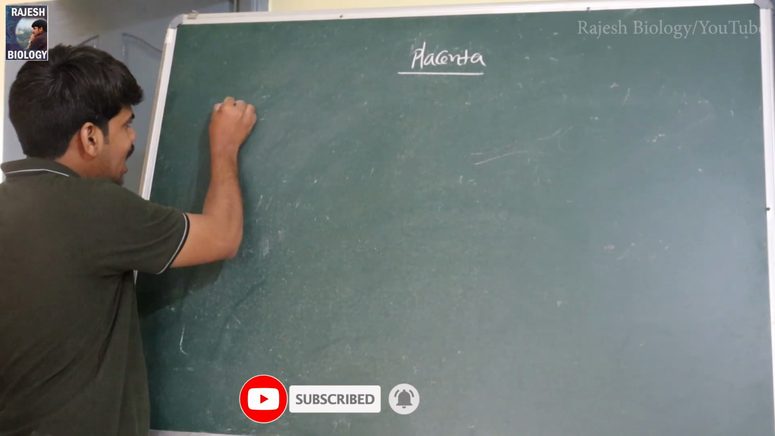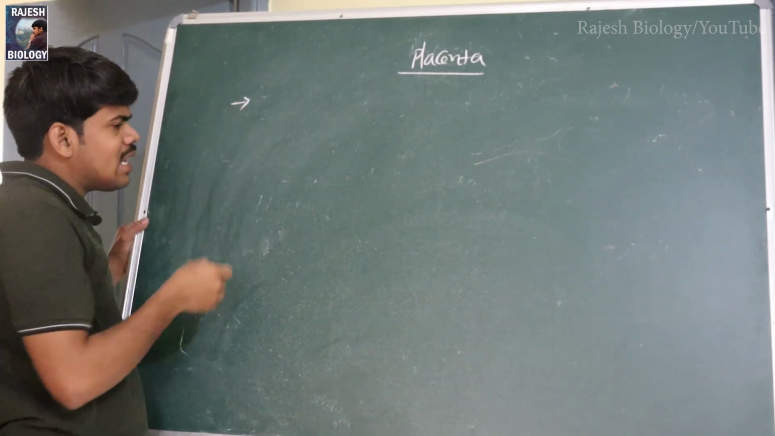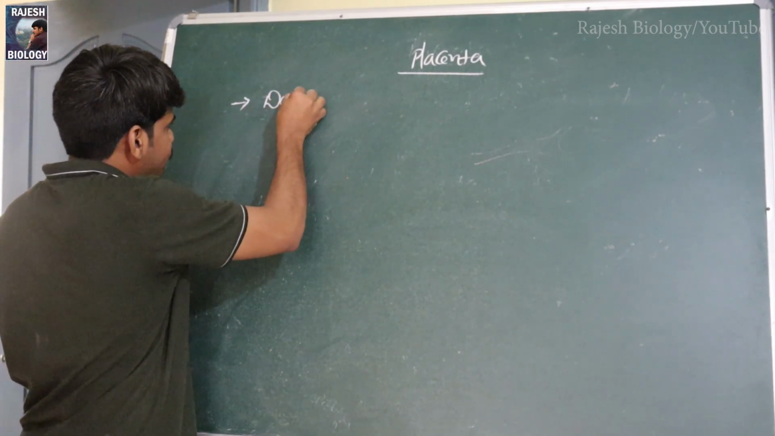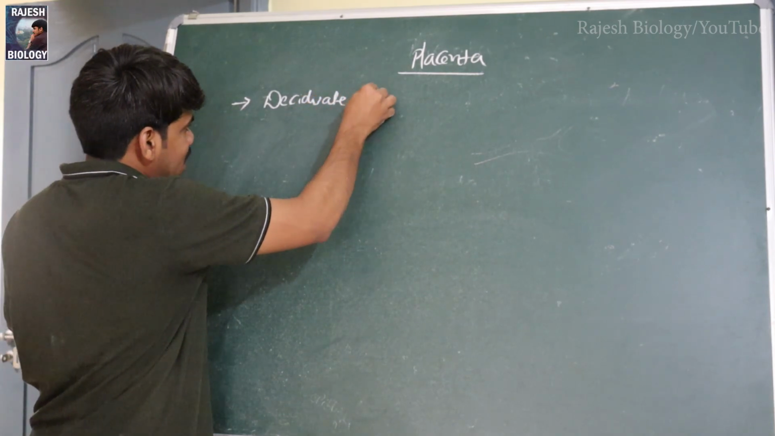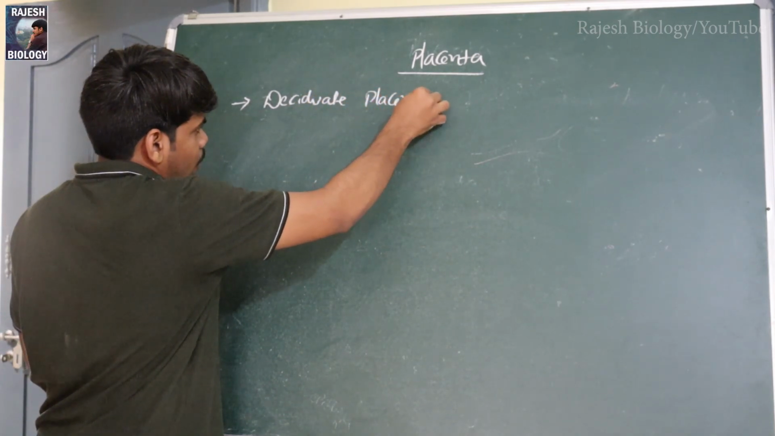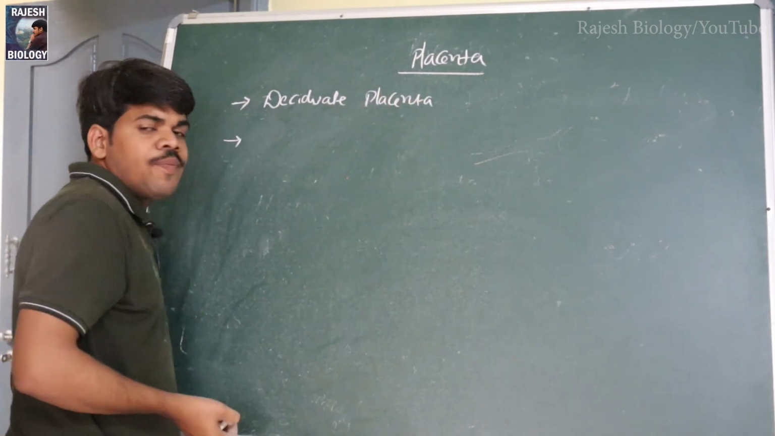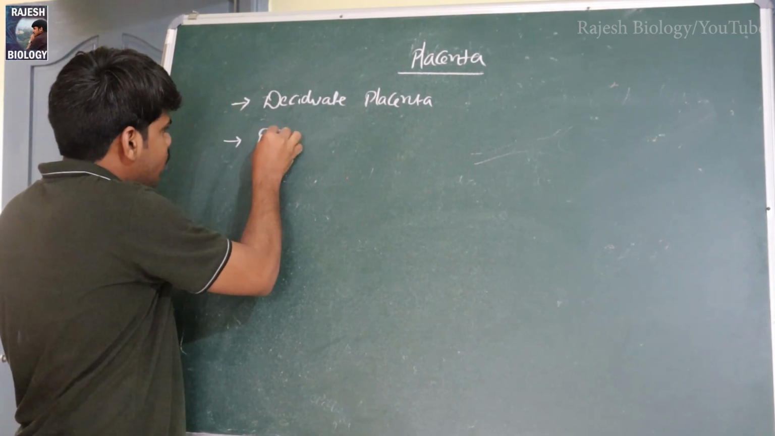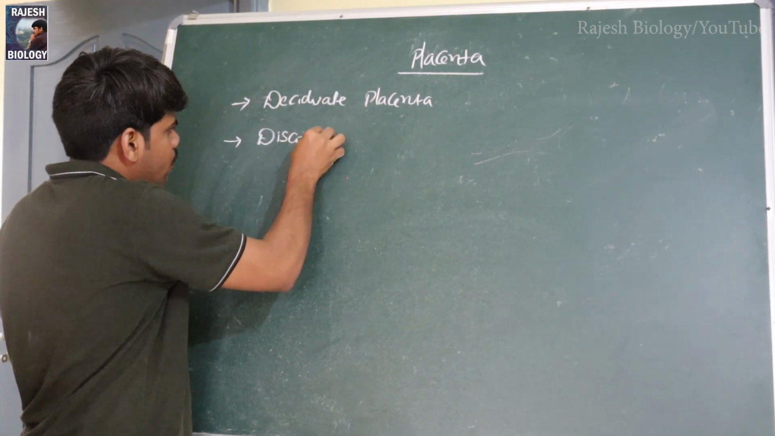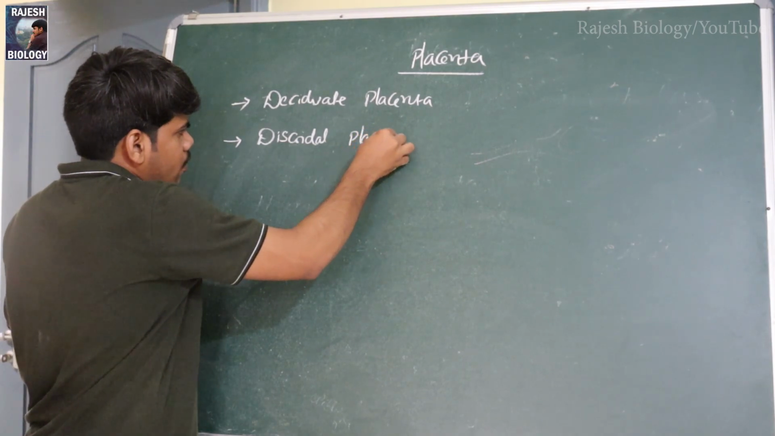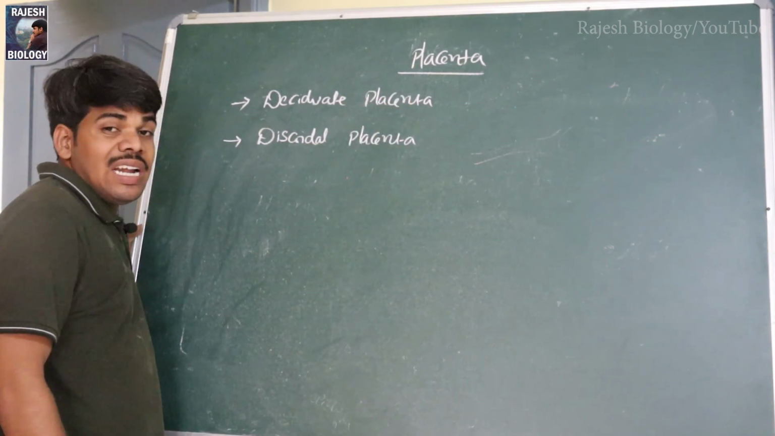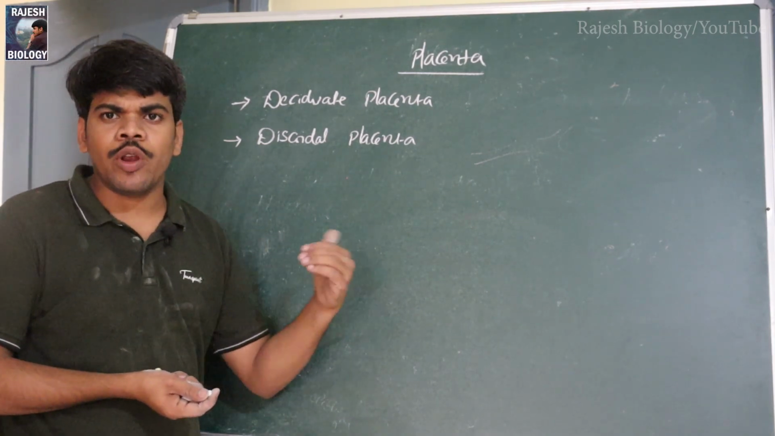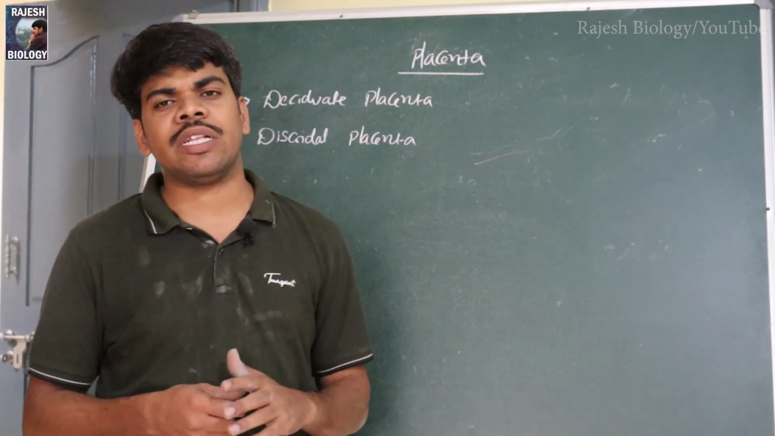Now, in human beings the placenta has different names. That is, deciduous placenta, deciduate placenta, and another name is discoidal placenta. And still two more names are there: hemochorial placenta and chorioallantoic placenta.